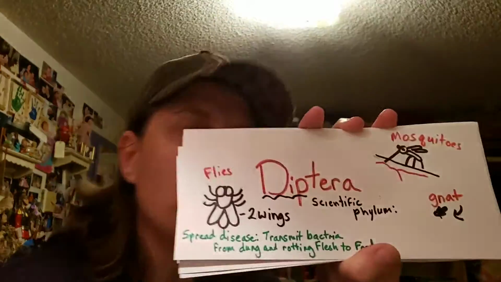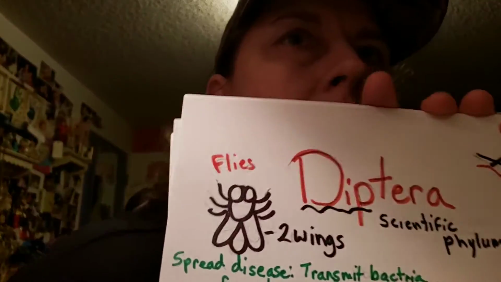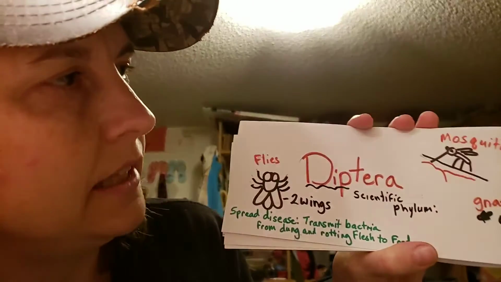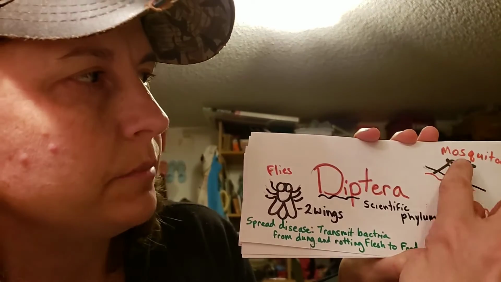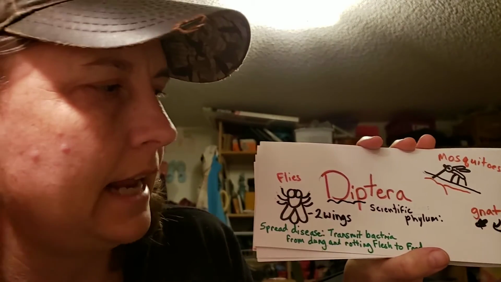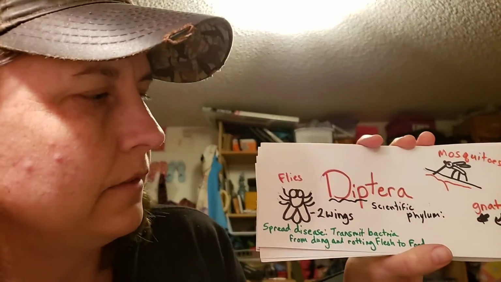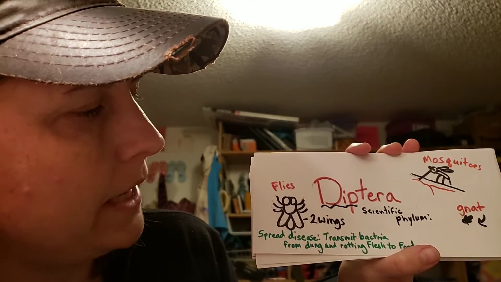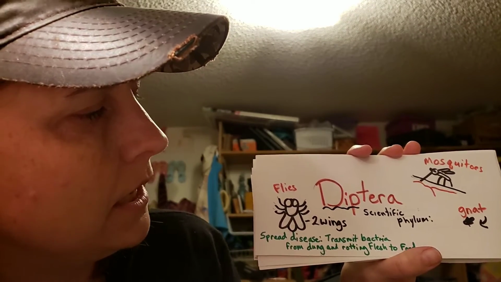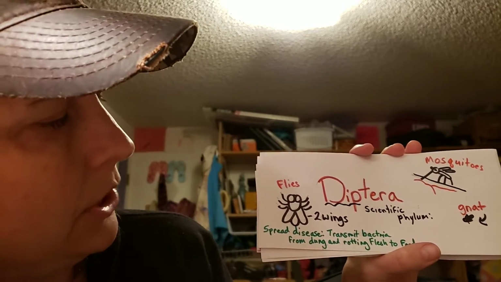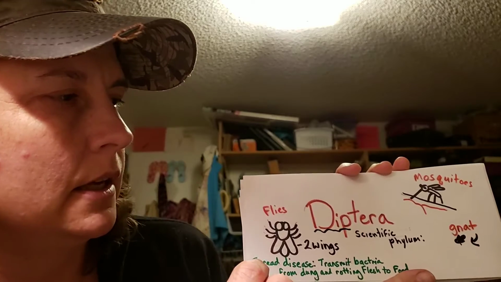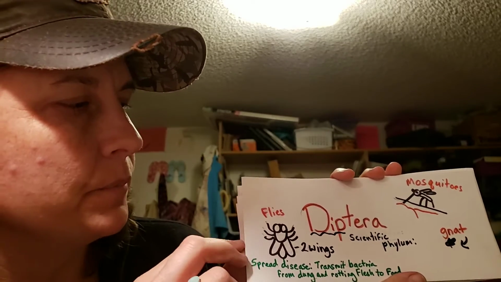Okay, now, Diptera, dip, dip, dip. Okay, these are the guys that dip. In this phylum, we have mosquitoes, flies, gnats. Okay, flies only have 2 wings, and they transmit bacteria from dung and rotting flesh to food. Diptera, mosquitoes, flies, and gnats.